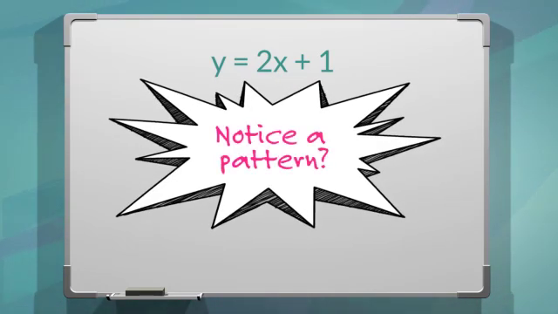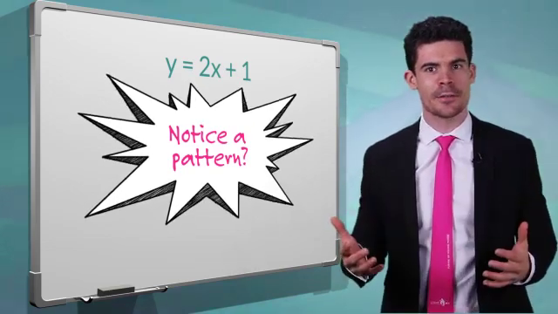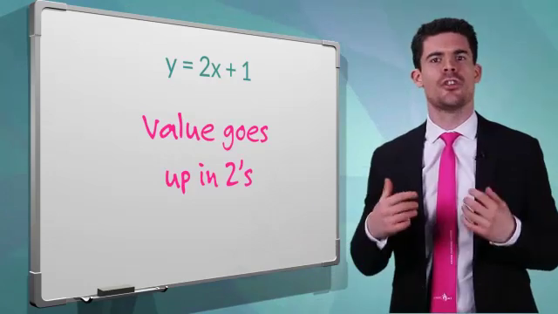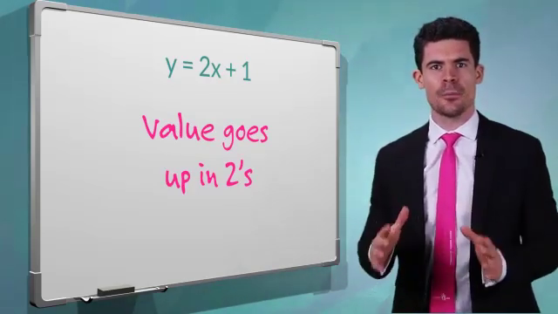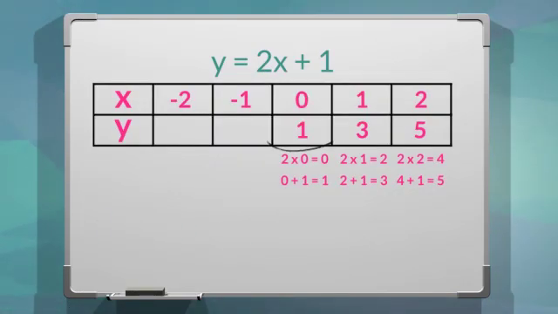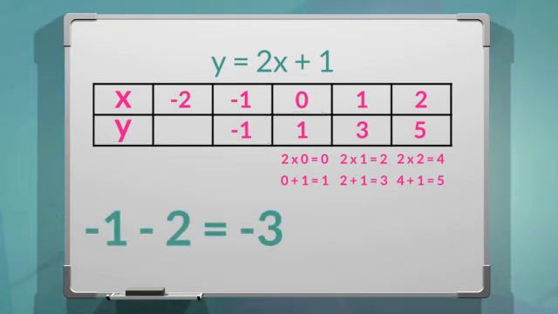I'm starting to notice a pattern. Have you noticed it yet? Can you see that it goes up in 2s? We can use this pattern to our advantage. Let's work backwards and fill in the other y positions. So, we can take 2 off this 1, which gives -1. -1 will go here, and take 2 off again to find that -3 will go there.